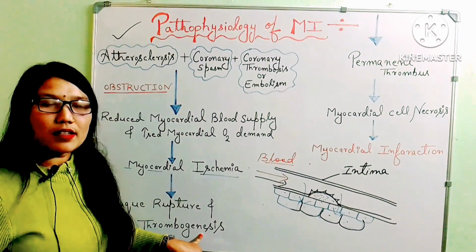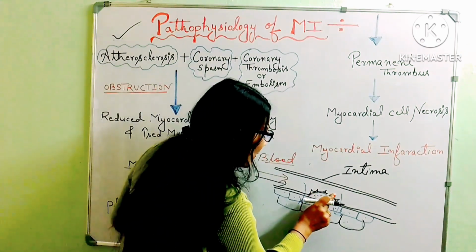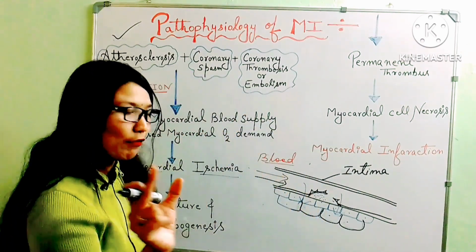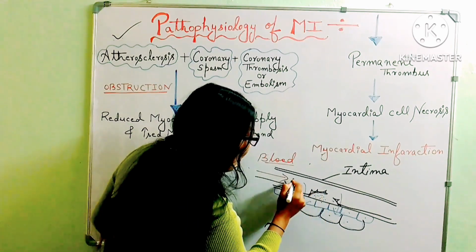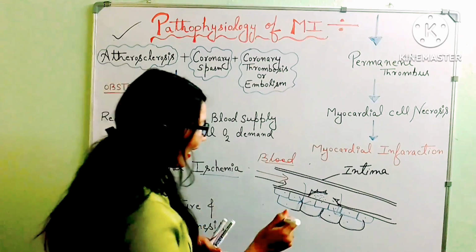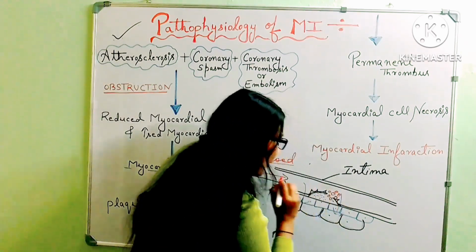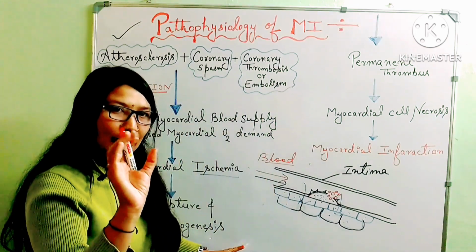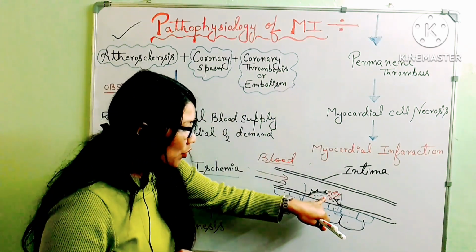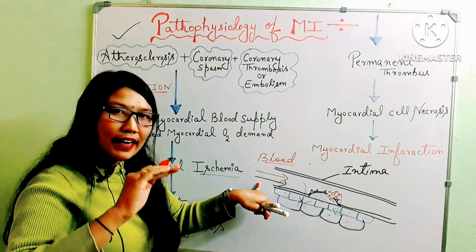What is thrombogenesis? Thrombogenesis is a process in which platelets get aggregated to the surface. When this plaque will rupture, when this atheroma will rupture, what will happen? The platelets which are present in the blood will aggregate here. Actually, there are two processes that happen. Suppose if there is a bleed, then what is our body's mechanism? It will prevent that bleeding.